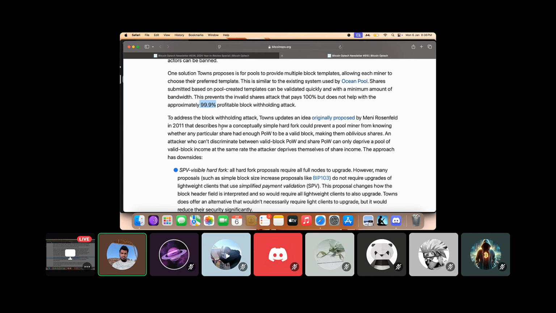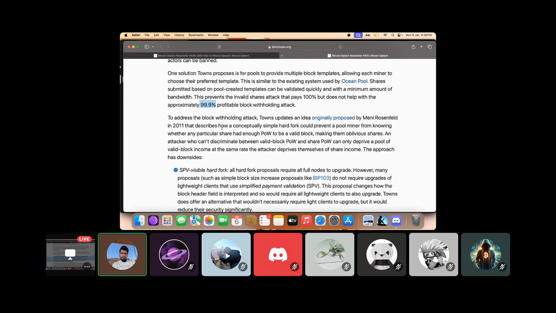So if it's above the network difficulty, the miner will withhold that block, and that is what we call the block withholding attack. And if it's below that difficulty, the miner will broadcast it. So every single time the miner produces a valid share, the miner gets compensated. But every single time the miner produces a valid block, which can be appended on the blockchain, the miner does not broadcast it and deprives the mining pool of the share. What do oblivious shares do?